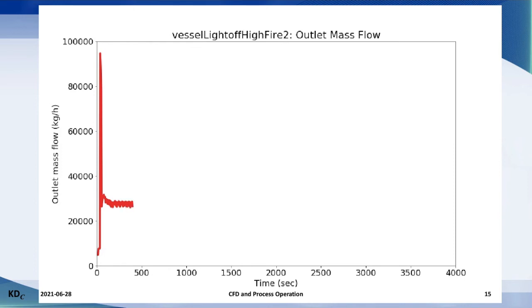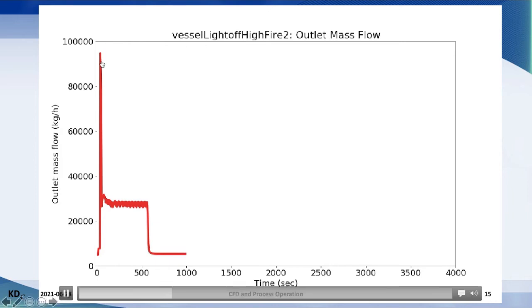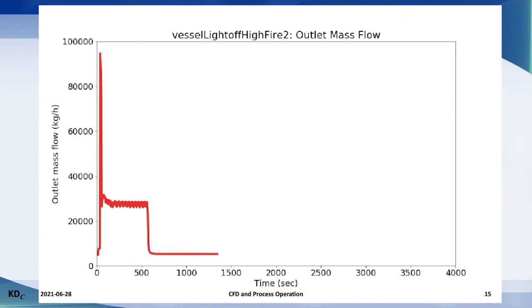We have an instantaneous spike of mass flow rate that is pushing 100 tons an hour. It's very short-lived. It's only for a few seconds. And then it drops off to about 30,000 kilograms an hour. Now this is about 60 cubic meters an hour, and this lasts for about 600 seconds, about 10 minutes. And this is the disturbance that we're probably seeing in the plant.